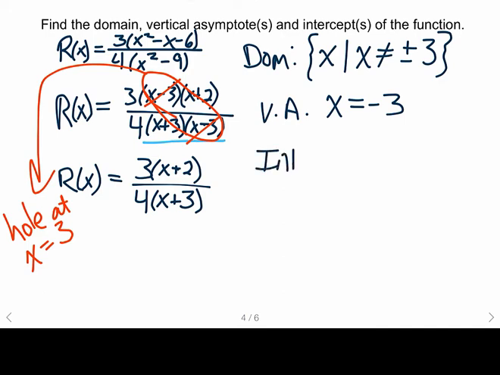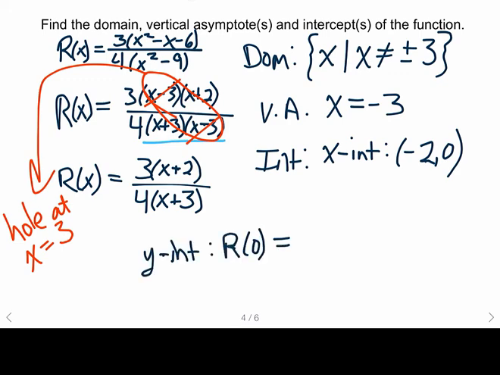On to the intercepts. For the x-intercept, we're looking where the numerator is equal to 0, and since the numerator is in factored form, 3 times the quantity of x plus 2, the x-intercept is negative 2, 0, that which makes the numerator equal to 0. And the y-intercept is going to be obtained by evaluating r at 0, which I can see is going to be 6 over 12, which reduces to 1/2. And so the y-intercept is 0, 1/2.